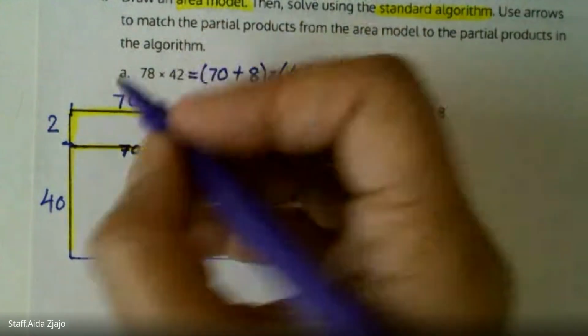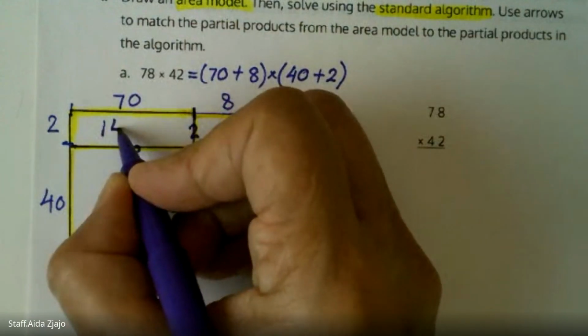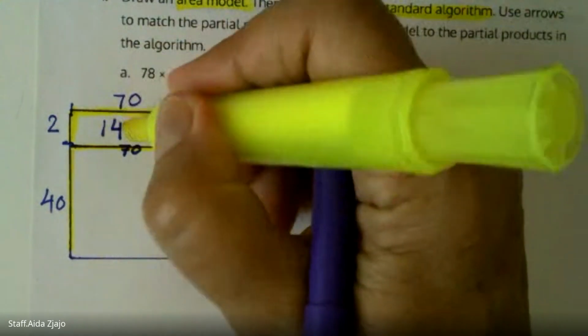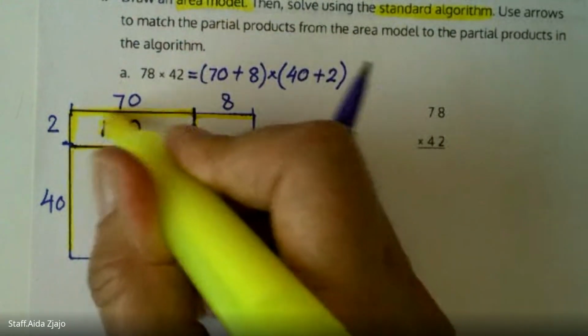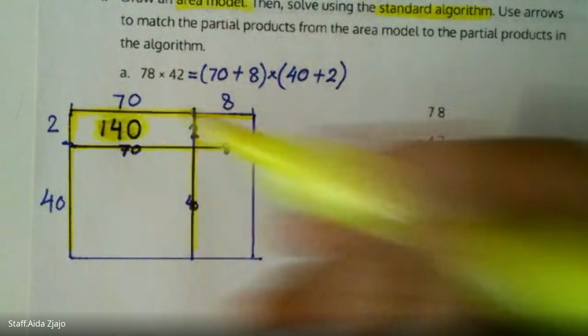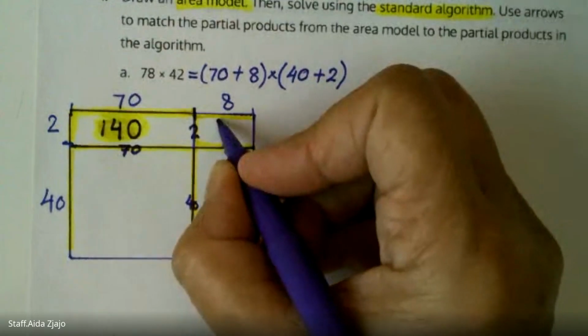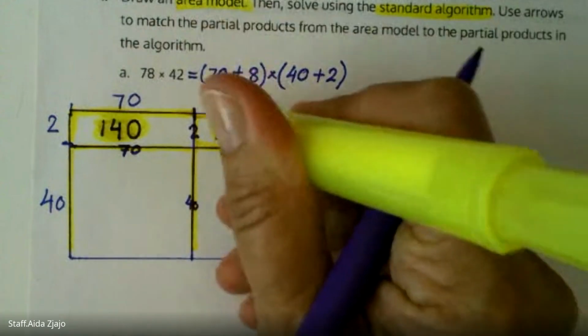2 times 70: 70 plus 70 is 140, or I can do 2 times 7 is 14, add the 0 from the 10, so the answer is 140. Okay. Next, area 2 times 8: 8 plus 8 is 16. So this area is 16.